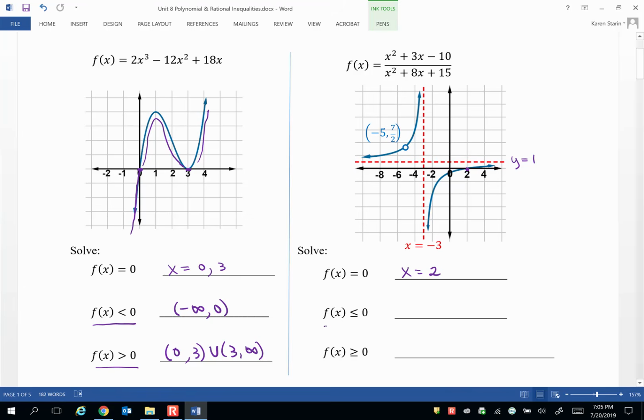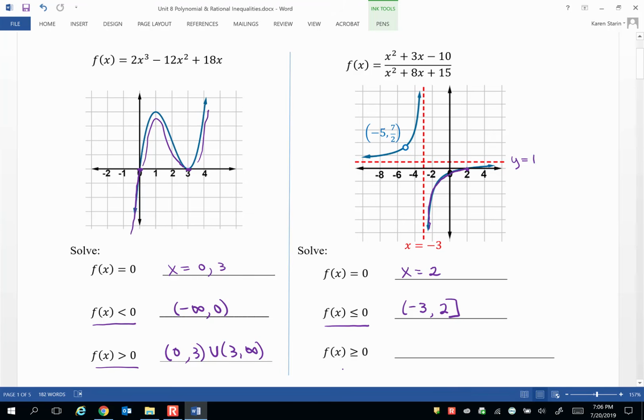Now solving for f of x less than or equal to 0, we just want to see where the graph is below the x-axis or where it is on the x-axis. So that just means we have a negative part of the right branch below the x-axis here, up until we hit the x-axis at 2. So from negative 3 with a parenthesis because x cannot be equal to negative 3, until 2 with a bracket because we have the equal bar. X equals 2 is a 0 of the rational function.